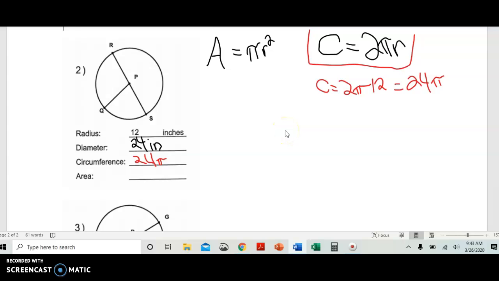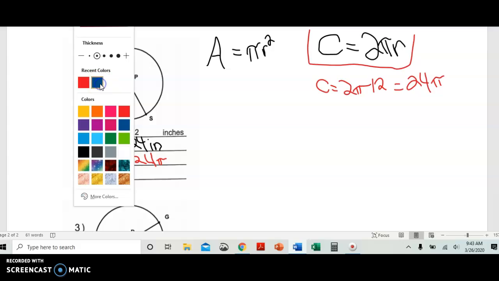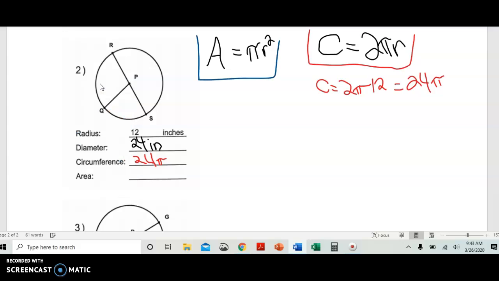All right, and last but not least is our area. Our area we have right over here is pi r squared. We know again that r is 12, our radius is 12, so our area is going to equal pi 12 squared. I'm moving things around my screen, I apologize. And we can simplify 12 squared as 12 times 12, which equals 144. So our area equals 144 pi.